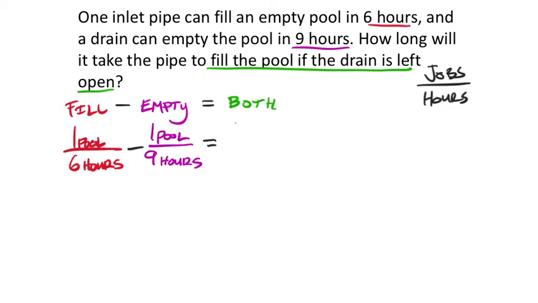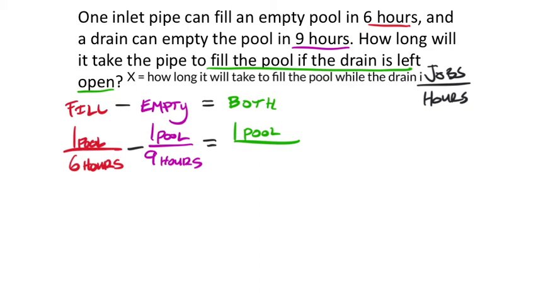So with both, you should empty a pool, but we just don't know how many hours that's going to take. So up here, I'm going to use X. You could use P maybe for pool, but I'm going to use X. So X is how long it will take to fill the pool while the drain is open, okay? Which of course is not very efficient, but now I know X. It says how long, that's hours.